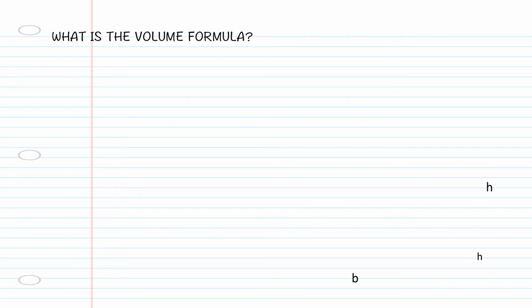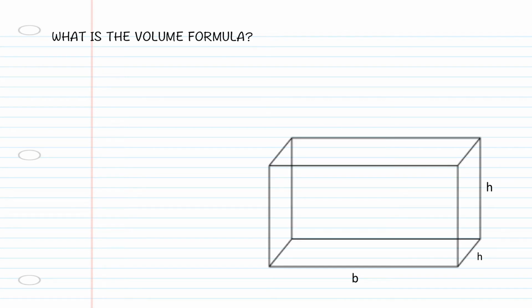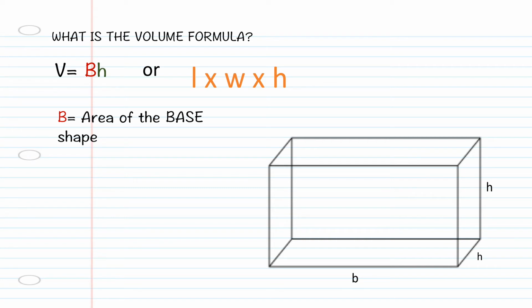Okay, what is the volume formula of a rectangular prism? The volume formula for a rectangular prism is base times the height, or in some textbooks, the formula is length times width times height, and they all mean the same. The B stands for the area of the base shape, and if you remember, in order to find the area of a rectangle, you have to multiply its base and height. So, I'm going to highlight the base first. Alright, we now have the base and the height.